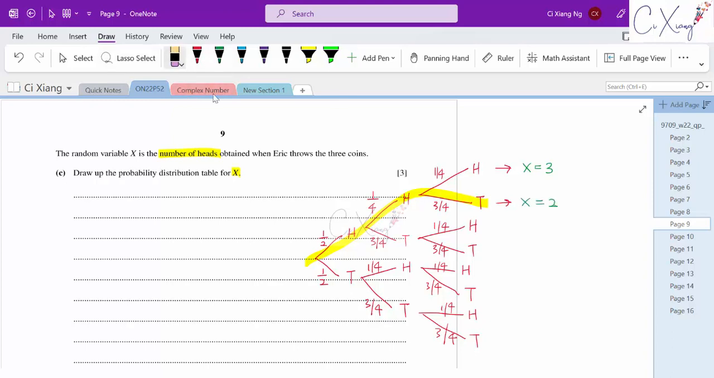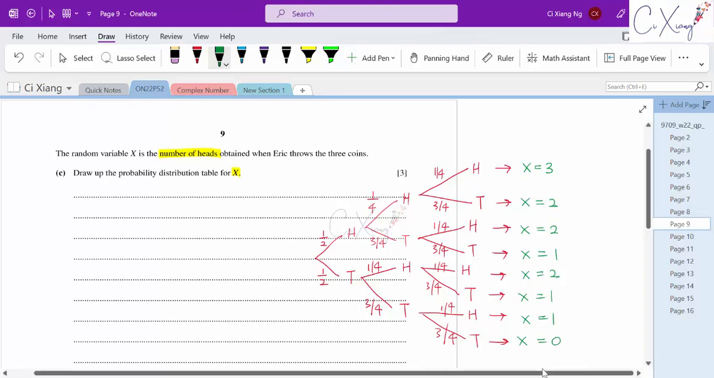Then I do the same thing for the rest of the branches. Okay, so I will have 8 outcomes in total, where this one should be x equals to 2 also. Then this one should be x equals to 1, x equals to 2, x equals to 1, x equals to 1, x equals to 0. So for the 8 outcomes that I have here, you can see that I listed out all the values for x. So we're having x equals to 0 up to x equals to 3.